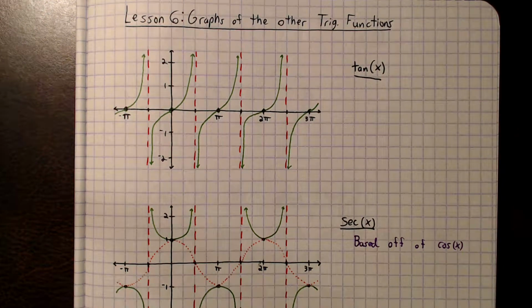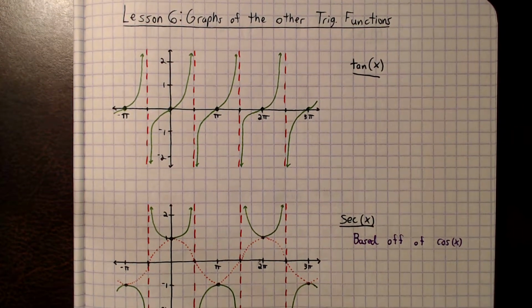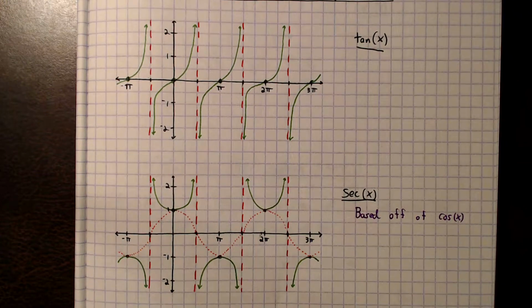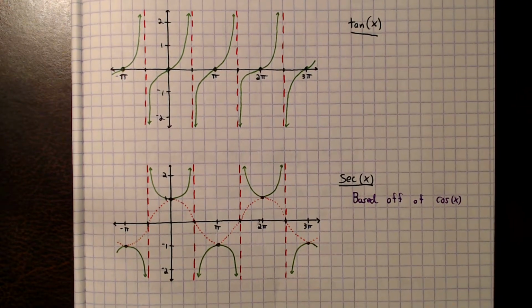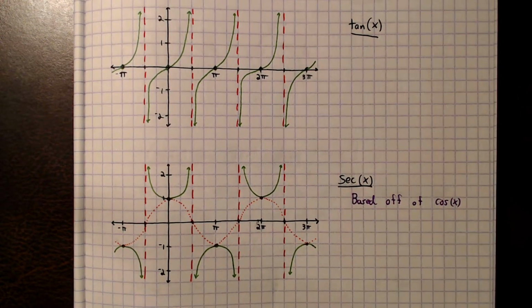Hey, welcome to lesson number 6, graphs of the other trig functions. That would be tan, secant, cosecant, and cotangent. So I'm going to let you guys pause the video right now and copy down tan and secant.